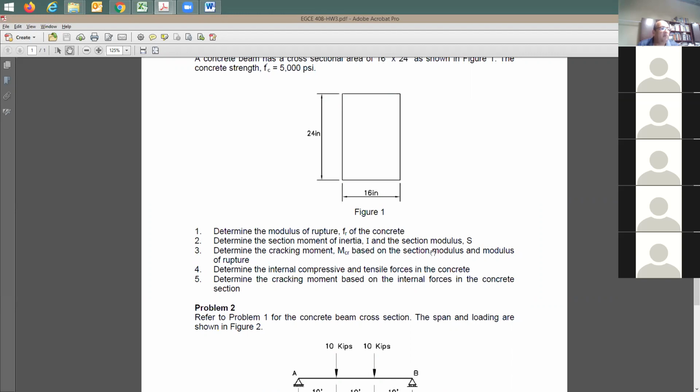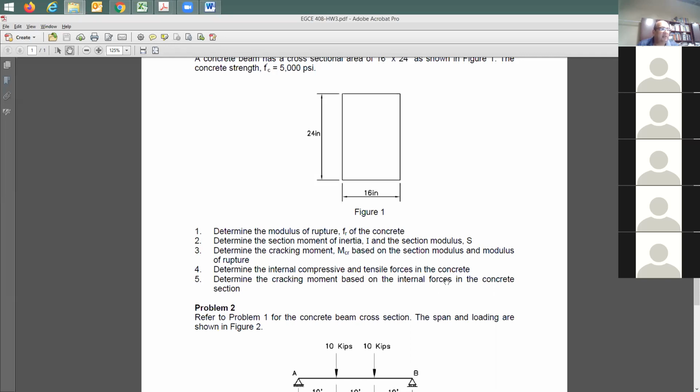How about the cracking moment based on this section modulus and modulus of rupture? What is the equation that you use to find it? To find out the cracking moment, I use M_cr over S is equal to f_r, and then just manipulate that. Excellent. That's actually the flexure formula, very good.